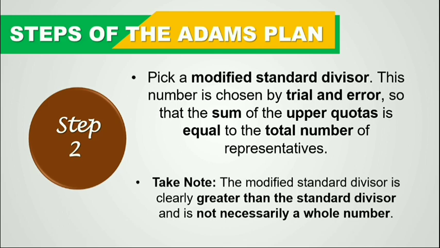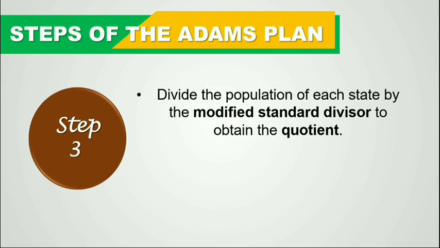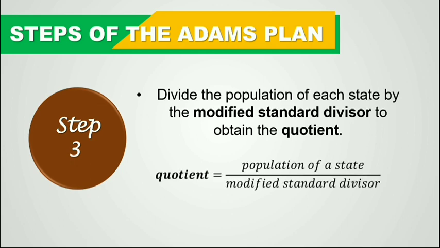All right. And then step 3, you have to divide the population of each state by the modified standard divisor to obtain the quotient. And then you also have to take this into account, the formula. So this is the formula. The quotient is equal to the population of a state over the modified standard divisor. So you will be using this formula after you have already chosen your modified standard divisor, right?